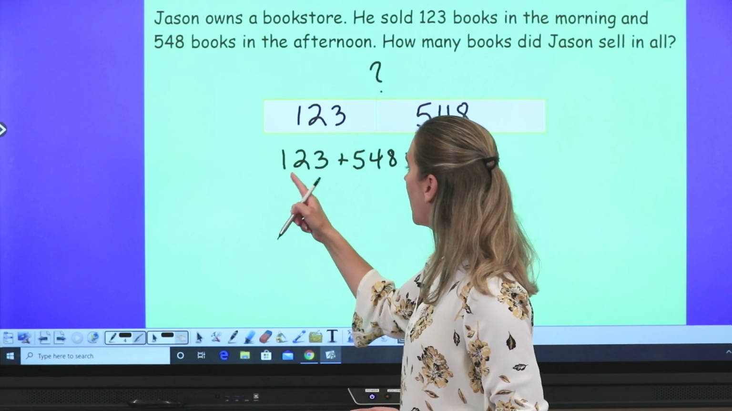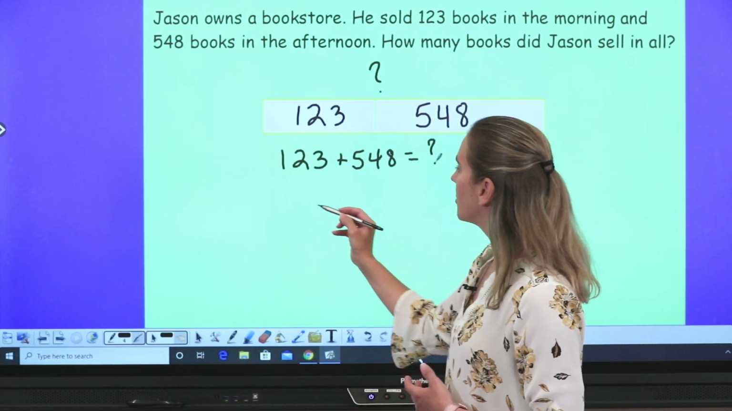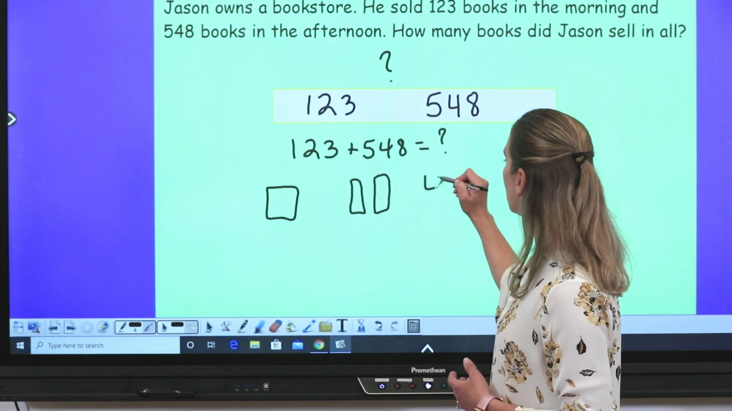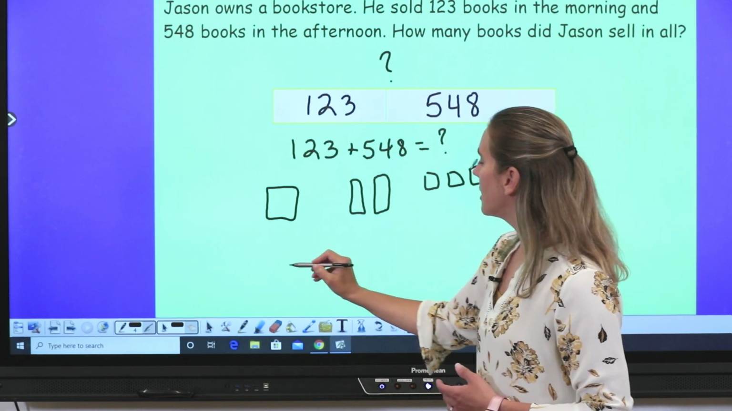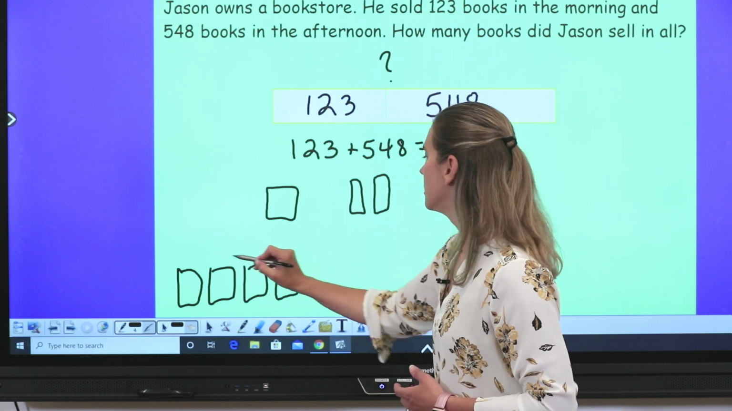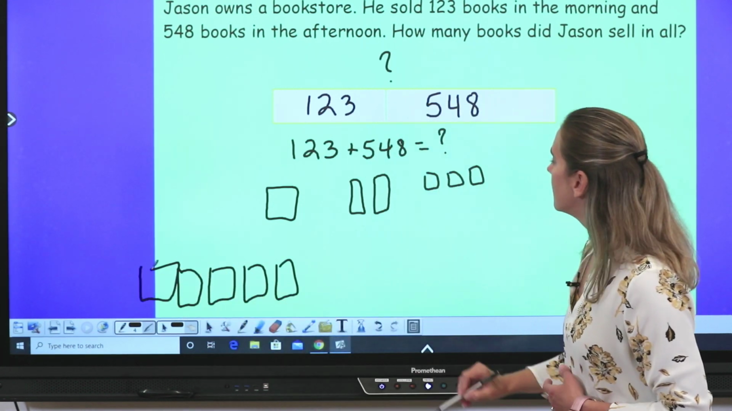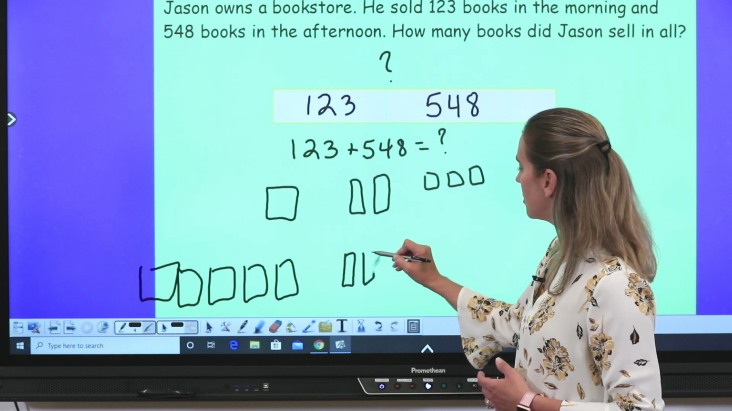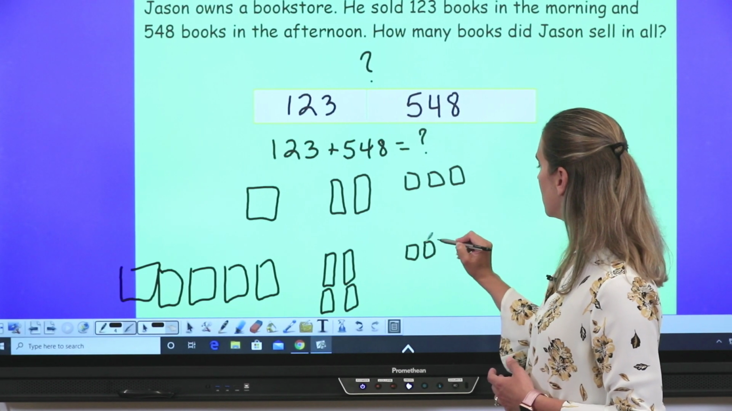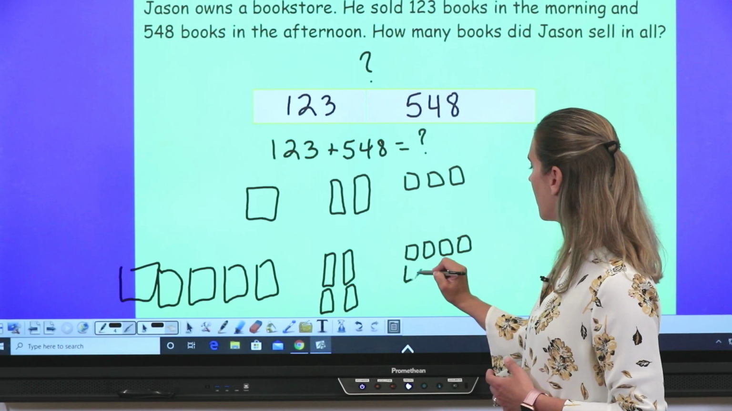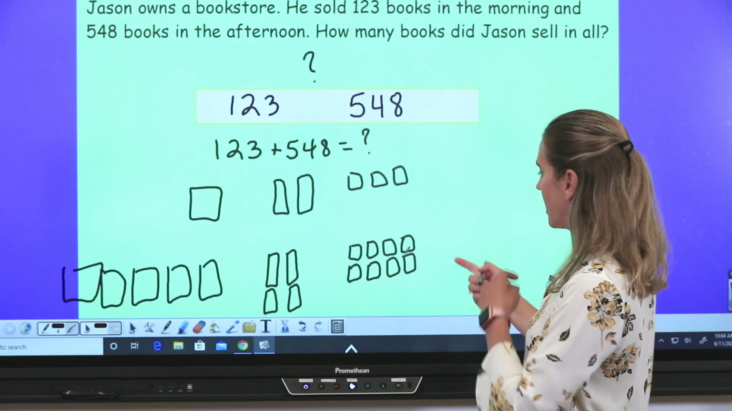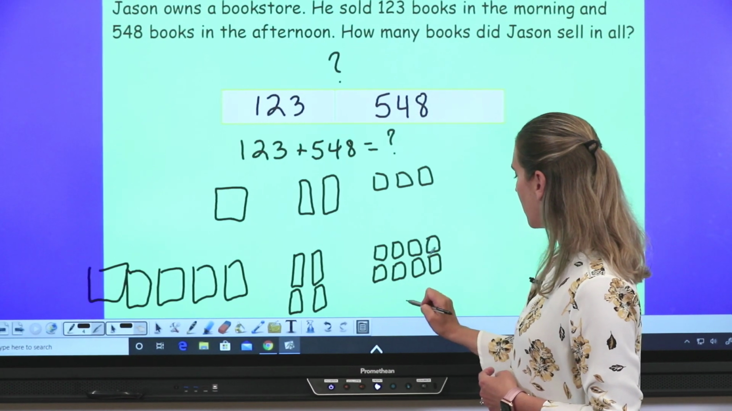All right, here we go. Let's add those together. I'm going to represent these using base 10 blocks. So 123 plus 500. 1, 2, 3, 4, 5, 48. Let's see, 1, 2, 3, 4. 1, 2, 3, 4, 5, 6, 7, 8. Now I just have to add all those together. All right, so 8, 9, 10, 11. So I've got 11 here.